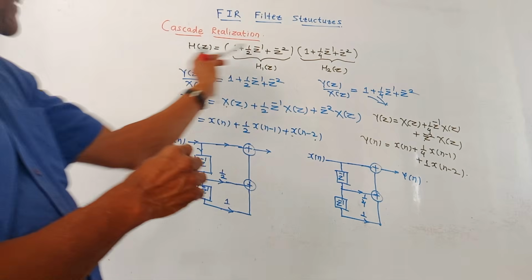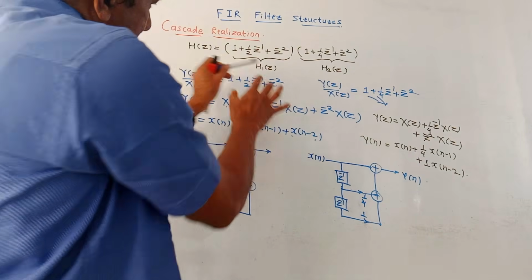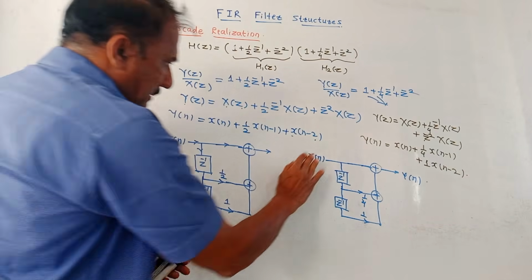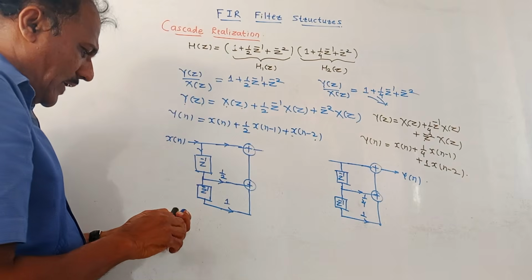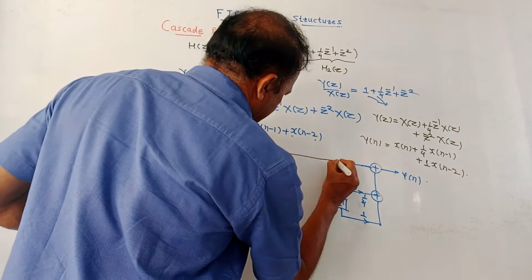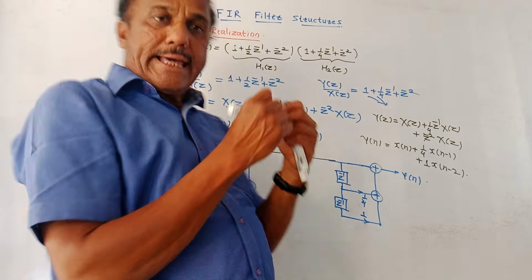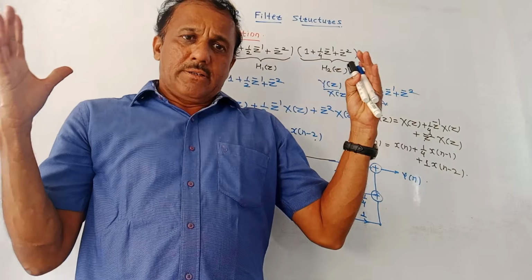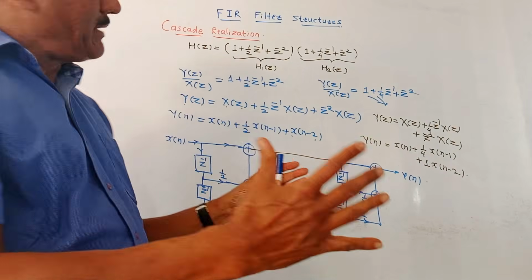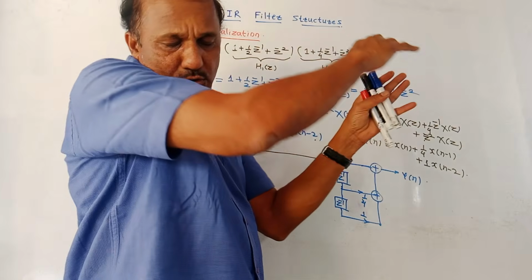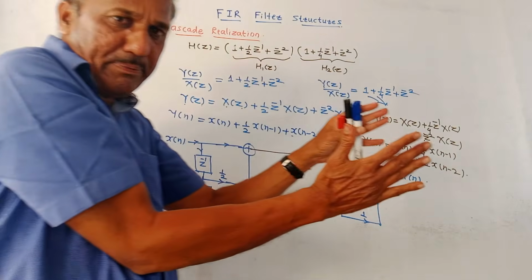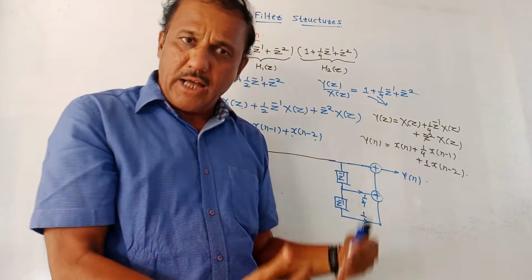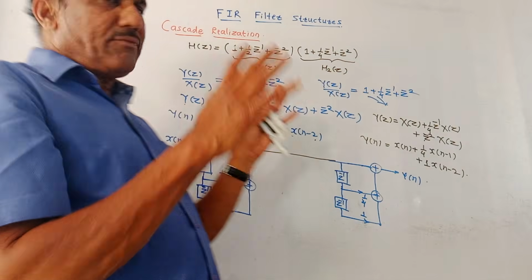Now this is the cascade structure, as H(Z) is H1(Z) into H2(Z). That means after drawing two separate diagrams, simply skip this term and connect the two diagrams one after the other like this. This is called the cascade form realization of FIR structure. So this is the way you can draw any diagram provided that the brackets, separate terms, are given. Treat each term separately and draw the separate diagrams, then connect all the diagrams one after the other. So this is about the FIR filter structure.